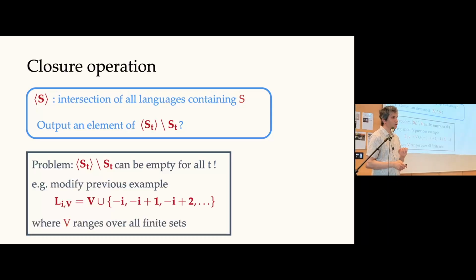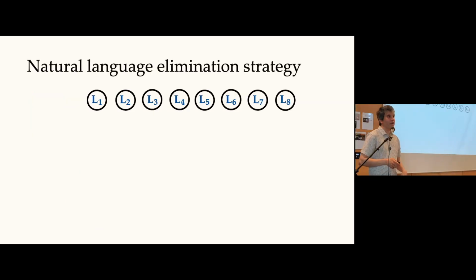I'm not going to go into details, but you can just take that previous example and modify it a little bit to produce an example where the closure is exactly the set of strings that we've seen so far and nothing else. So in fact, using this closure is sort of a dead end. It is useful in some settings, which is why I mention it, but it's not useful in general. Here's another strategy that you might employ.